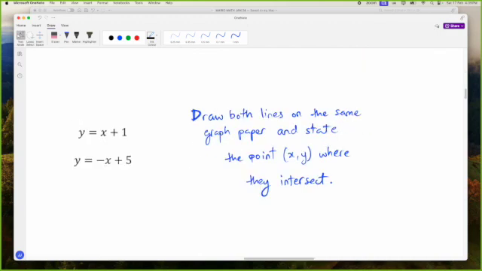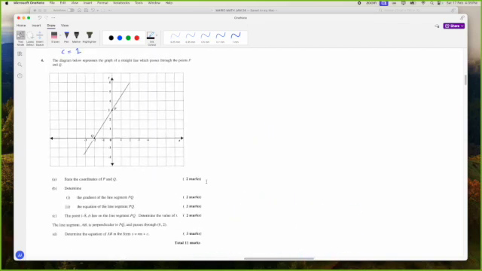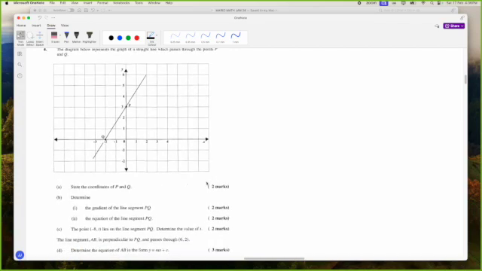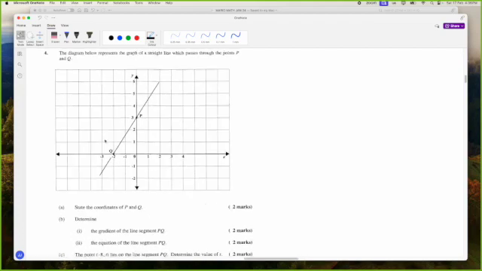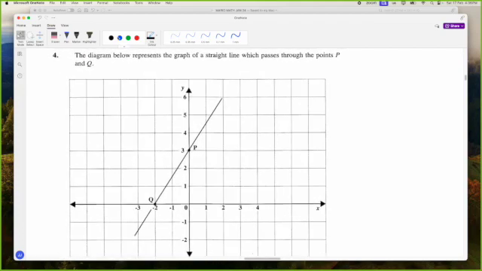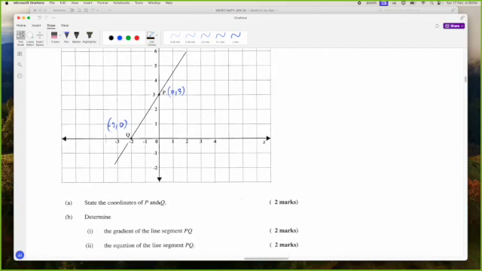We need to do, and this one is a drawing, graphs 1. So I'm going to just cut through this one real fast, right? The diagram below represents the graph of a straight line which passes through the points P and Q. And I could see the points P and Q there. Let me write them in. This is 0 on the x, 3 on the y. And this is negative 2 on the x, but 0 on the y. So these are my points P and Q. State the coordinates of P and Q. Yay, look, I get 2 marks there.